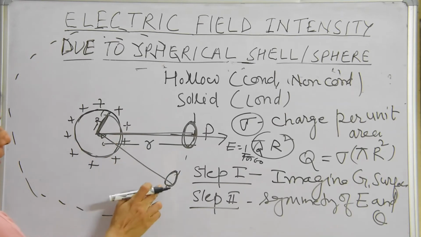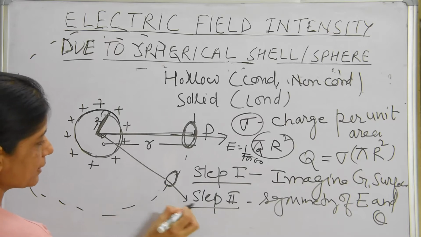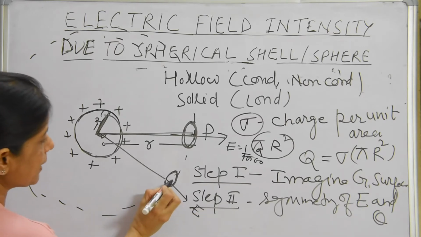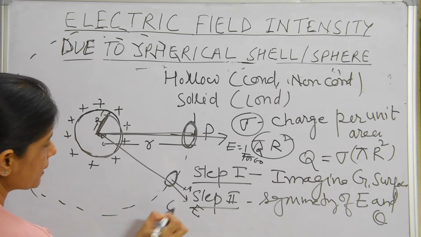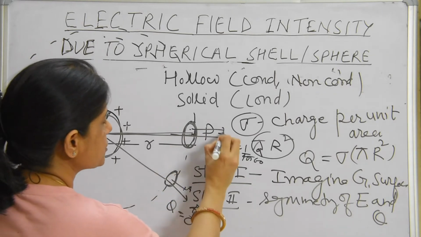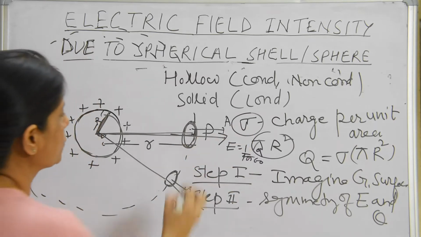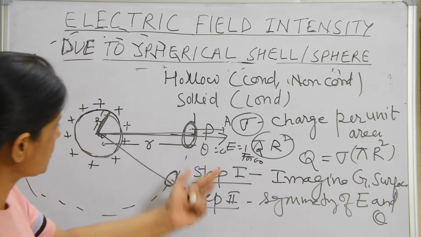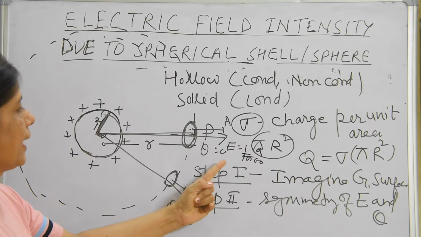Okay, here what is the direction of E? Radially outward. What would be the direction of A? Outward. What is theta? 0. Here again, what is the direction of the area vector? Outward. And what is theta? 0.